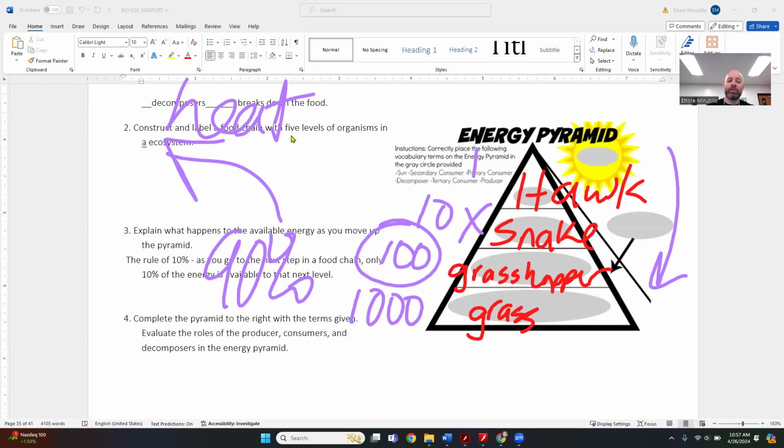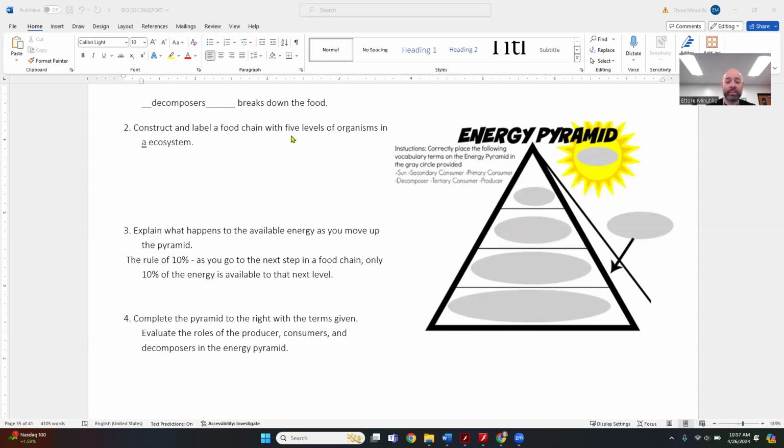But keep in mind our rule of 10%. Only 10% of that energy is available to the next level. So what happens on the way up the pyramid? There is less and less energy available. This would also tell us that we would have to have a lower number of hawks than snakes. If we had more hawks than snakes, what's going to happen to our snakes?